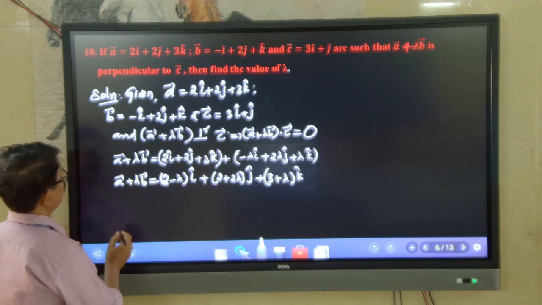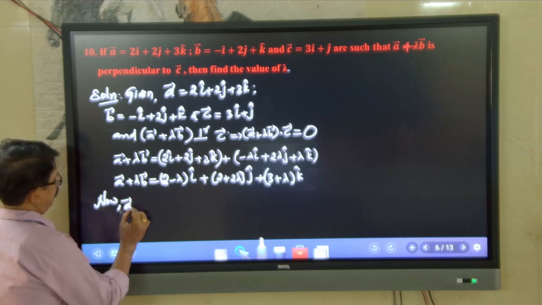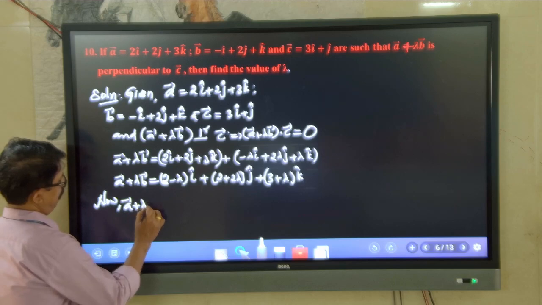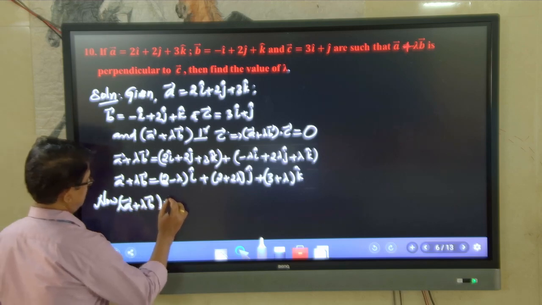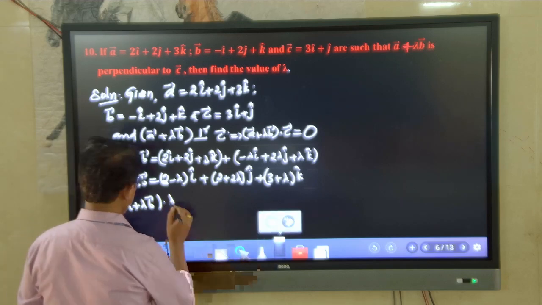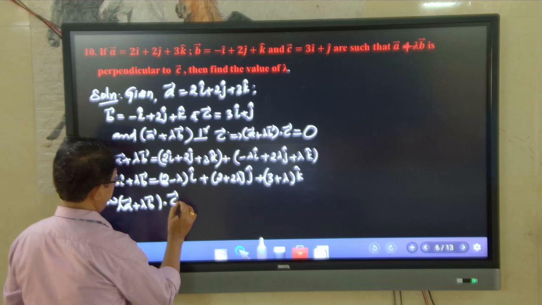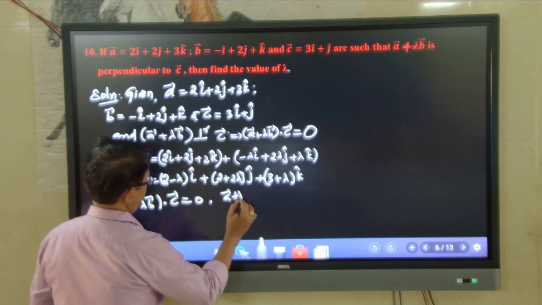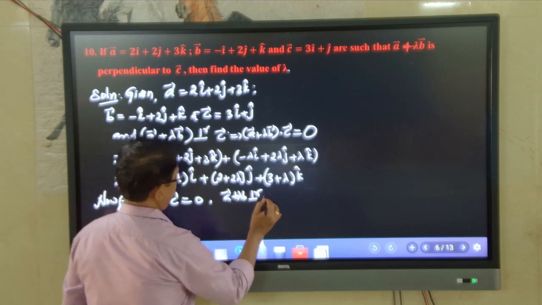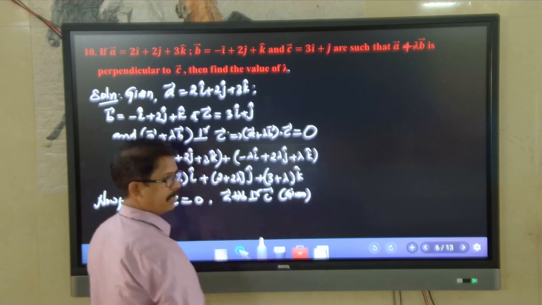Okay. Now, (a + λb) dot c vector equals 0. What is the reason? a + λb is perpendicular to c. They are given, correct? The numbers are given. Correct?